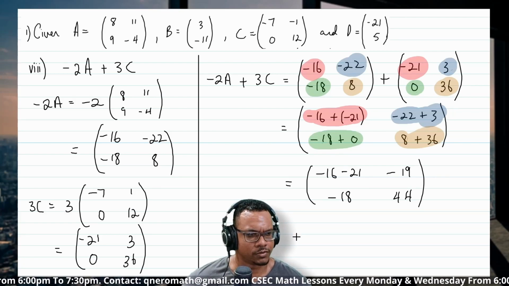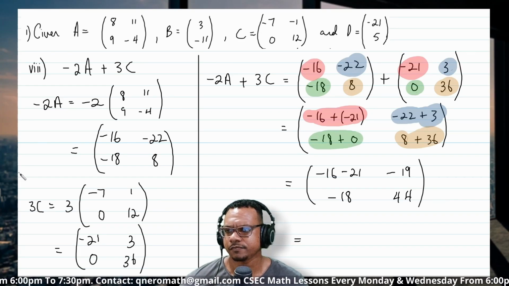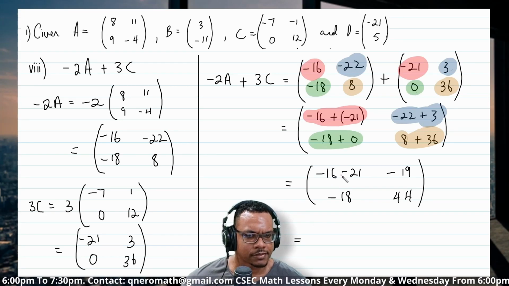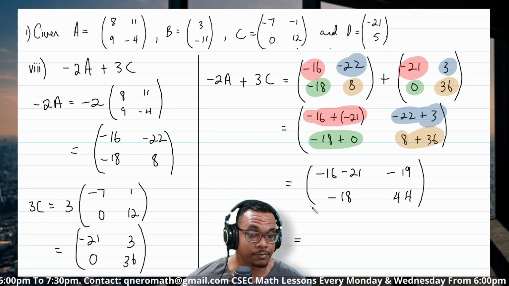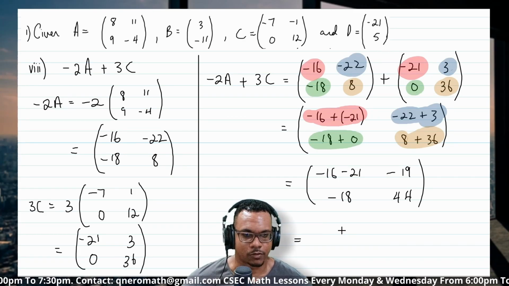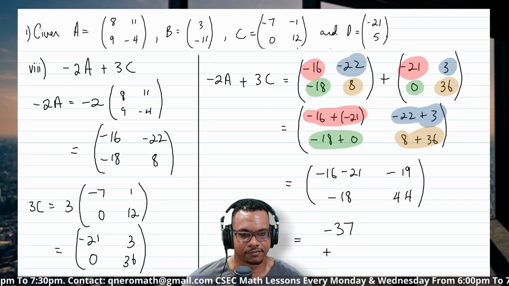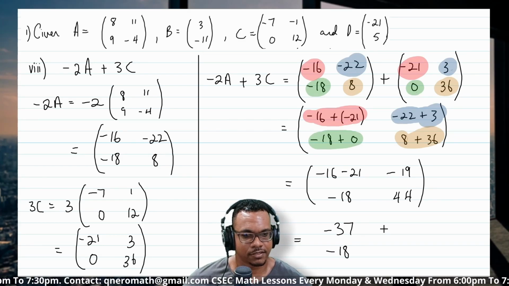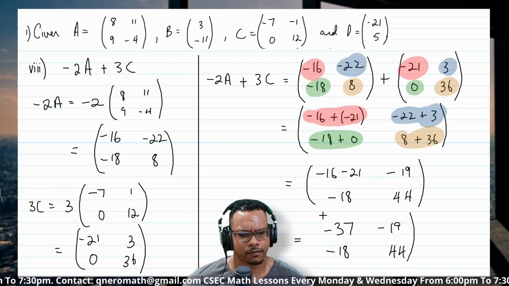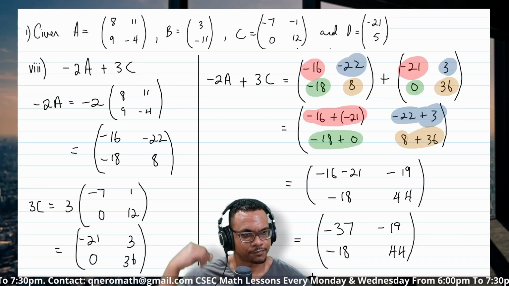So we just had to work out these two. Signs are the same, so you're going to add and keep the negative sign. 6 plus 1 is 7, 1 plus 2 is 3, so negative 37, negative 18, negative 19, 44. And that's your answer.